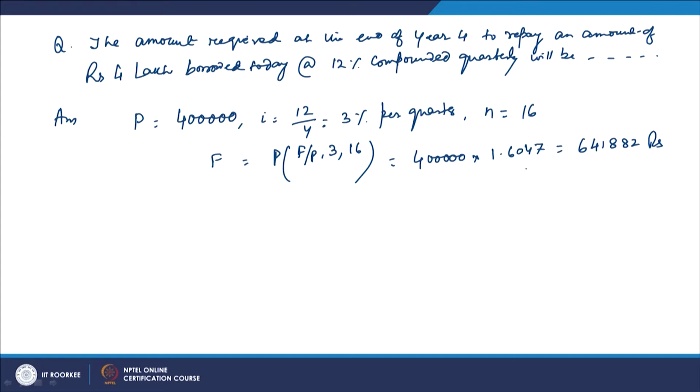So, that is how you calculate this kind of problem. When you encounter such problems, you can even find the effective interest rate also. If you take the effective interest rate for a year, then for 4 years it will be 1 plus 0.12 by 4, raised to the power 4, minus 1.